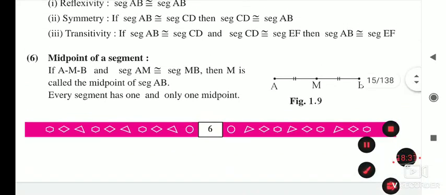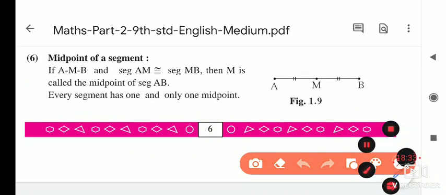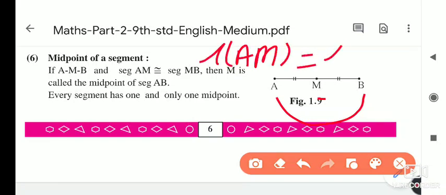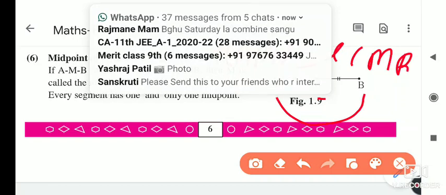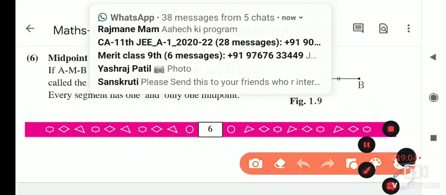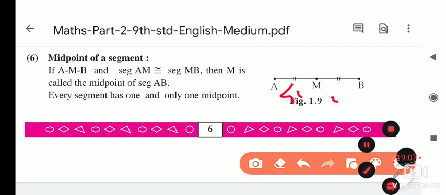Next is the midpoint of a segment. So what is the midpoint of a segment? A-M-B means M is in between A and B, and the length of AM is equal to the length of MB. Then we say that M is the midpoint of segment AB. Understood? Suppose AM measures 4 cm, then MB is also 4 cm, and then we say that M is the midpoint.